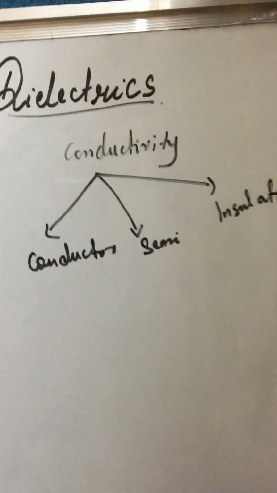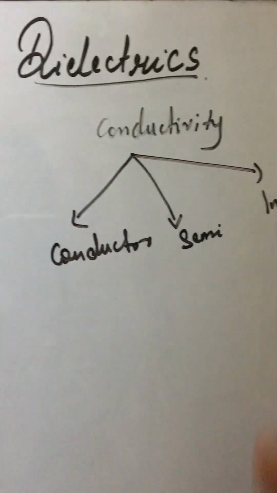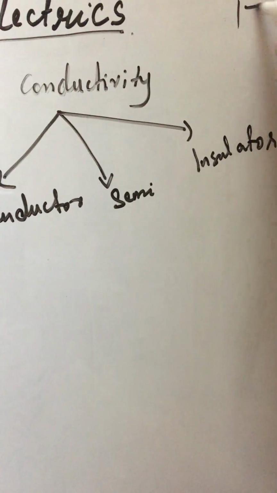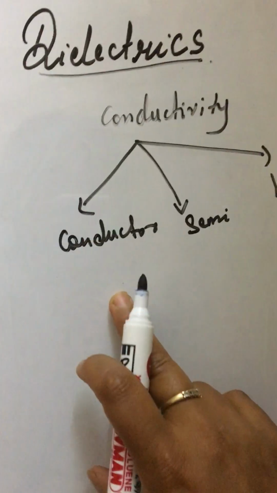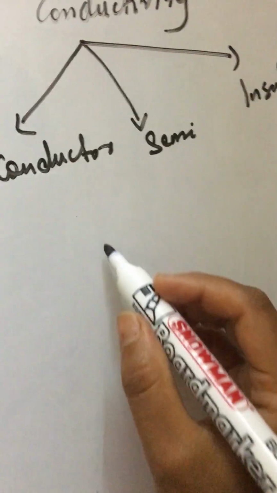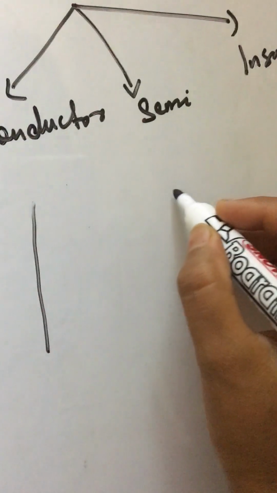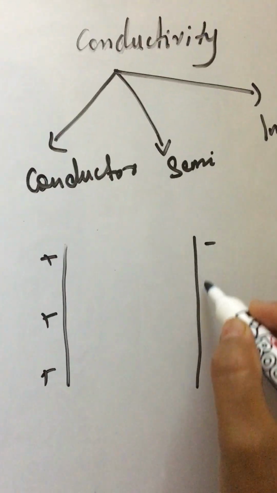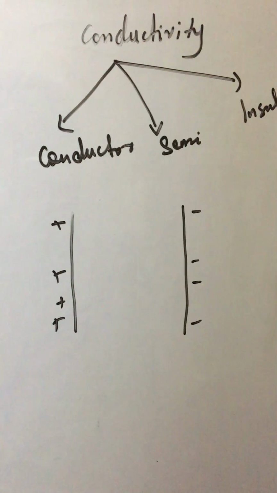Now all these materials behave in a different way when kept in an electric field, like applying a voltage, that is what electric field is, isn't it? So let's see how they behave in an electric field. Let's say there are two plates of a capacitor, positive and negative.